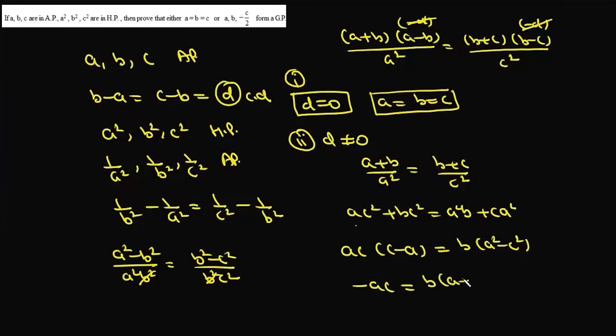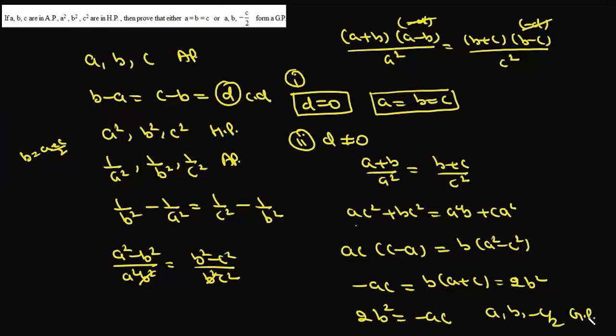So here we can cancel c minus a, so we can write minus ac, and that will be equal to b into a plus c. And since a, b, c are in AP, we can write b equals a plus c by 2 or a plus c as 2b. So it will be this 2b square. So we'll get this condition that 2b square equals minus ac or a, b, and minus c by 2, they form a GP. So we'll get two conditions, either a equals b equals c or a, b, minus c by 2 will form a GP.